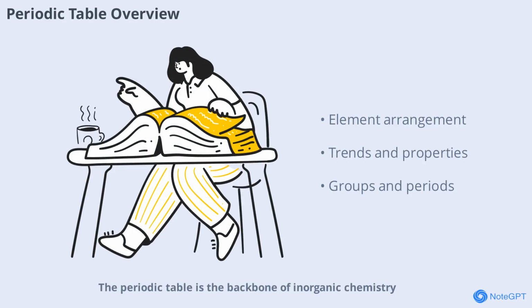Periodic table is the backbone of inorganic chemistry. It organizes all known elements in a systematic way, highlighting their properties and relationships. Understanding the periodic table helps you predict element behavior, trends in atomic size, ionization energy, and electronegativity. Elements are arranged in periods and groups, with each group sharing similar chemical properties. The periodic table also distinguishes between metals, nonmetals, and metalloids, which is crucial for understanding their reactions. Mastering the periodic table will make learning inorganic chemistry much easier, so let's explore its structure and significance.